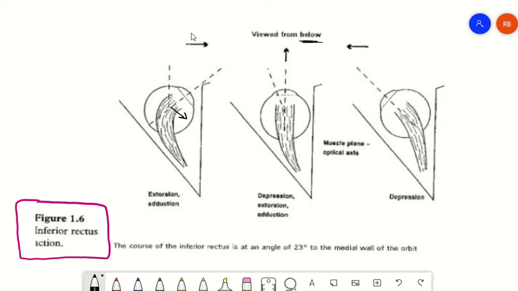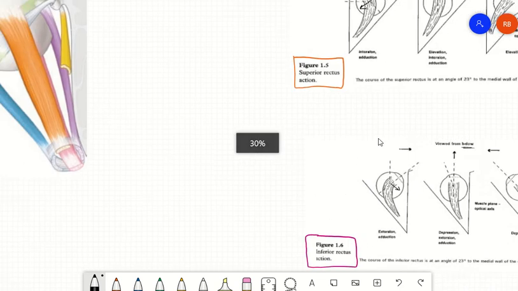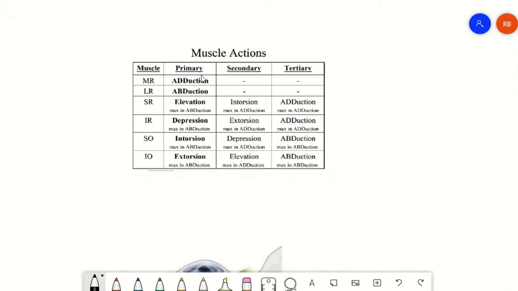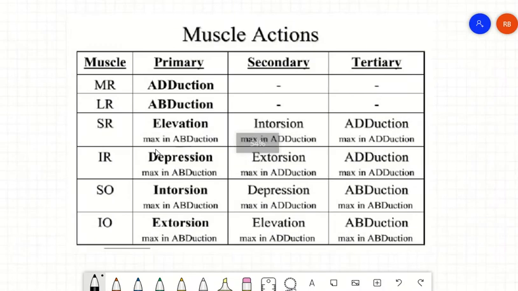So to conclude for inferior rectus, when the eye is abducted, it depresses best in that position. And the inferior rectus extorts the eyeball best in adduction. And we can check that with our table. So that inferior rectus depresses the eyeball best in abduction and extorts the eyeball best in adduction.